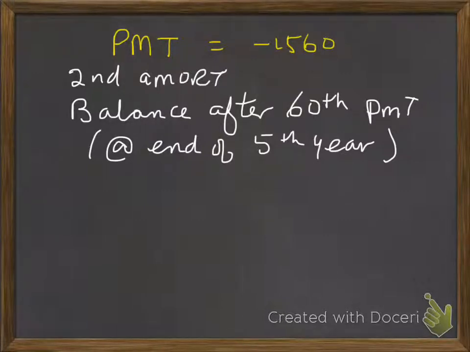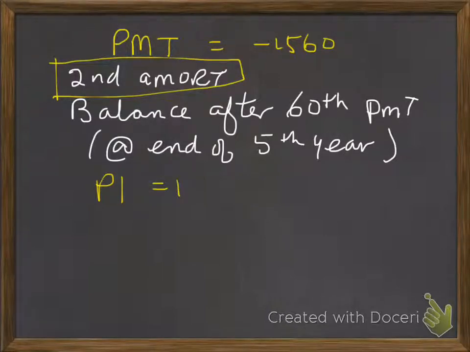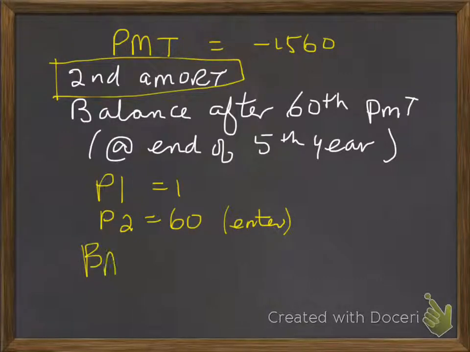And once you've pressed second amort, your calculator is sitting there waiting for you to enter in the P1 value. You're going to enter in P1 equals 1, press the enter key. P2 is going to equal 60, press the enter key as well. Remember that you need to press the enter key after every entry in order to go down to the next level or the next stage. And the calculator will now compute the balance that is outstanding after the 60th payment.